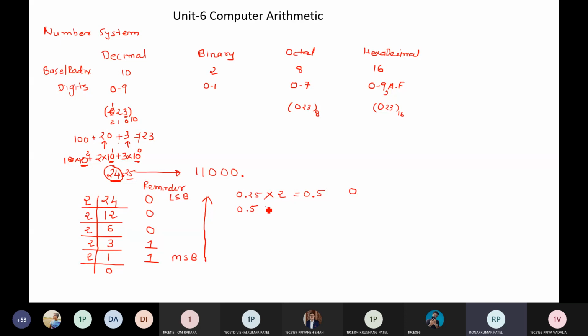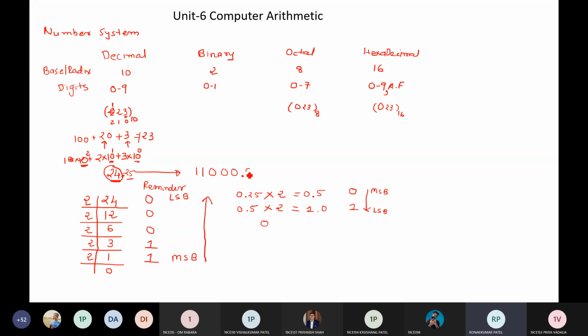Okay, now 0.5 multiplied by, again you need to perform this multiplication with that base. 0.5 multiplied by 2, the value is 1.0. So what you need to do, take the front value 1, and what is left is 0. So here it has to stop. Now how will you write this value? You need to write from top to bottom. So which is the most significant bit and which is the least significant bit? How will it be written here? So top to bottom you need to write.